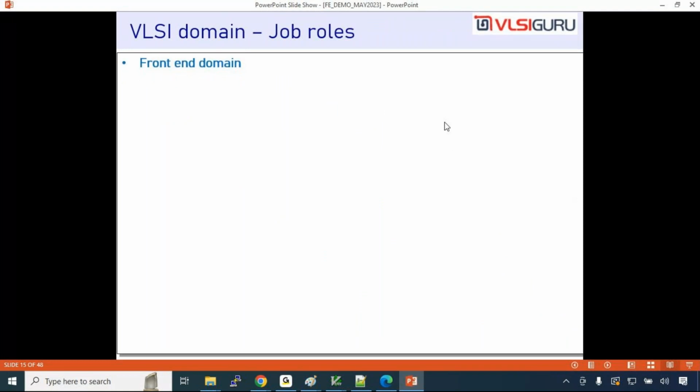In the VLSI domain, as I said, there are two domains majorly: front-end domain and back-end domain. Based on what the person does, the designation will be given.